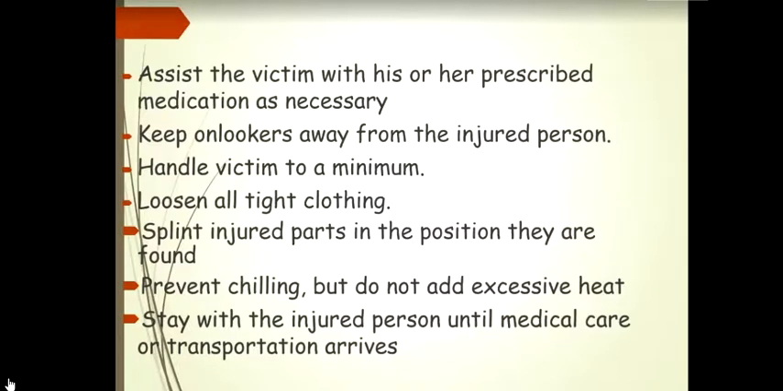Because sometimes, for example, if someone has a dislocated arm and you want to reposition it, you twist it in the wrong direction, you cause significant nerve injury, and that person can end up with partial or significant paralysis to that arm because you tried to reposition it, or even end up causing further damage, fracture, and even tearing blood vessels. Prevent chilling, but do not add excessive heat. We mentioned this, and stay with the injured person until a trained medical care provider or transportation, this being an ambulance, arrives.